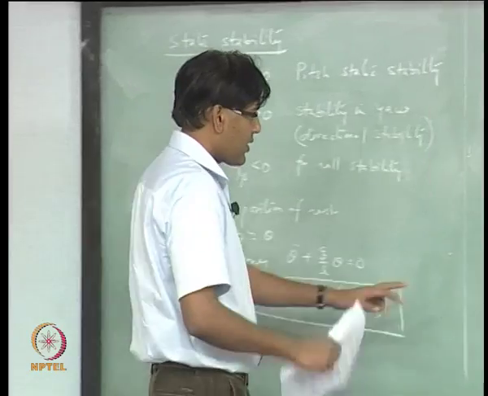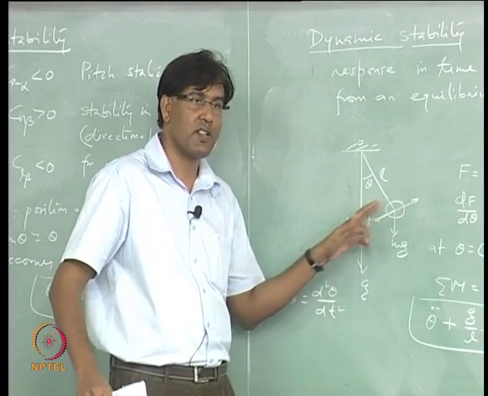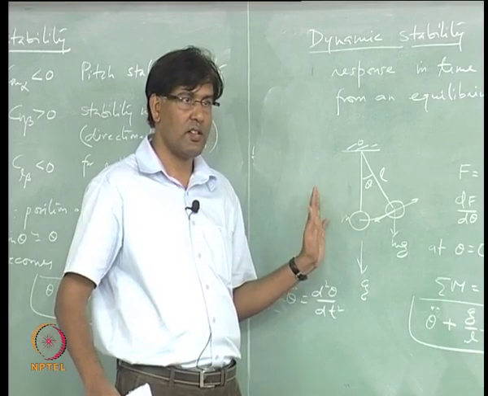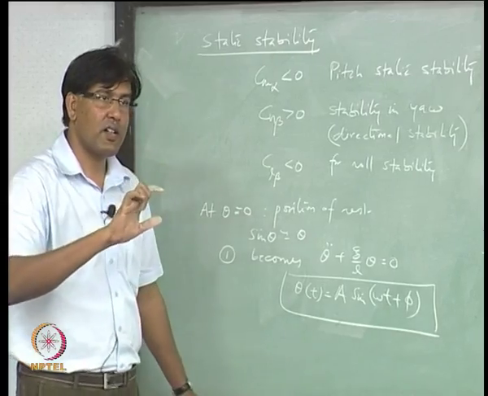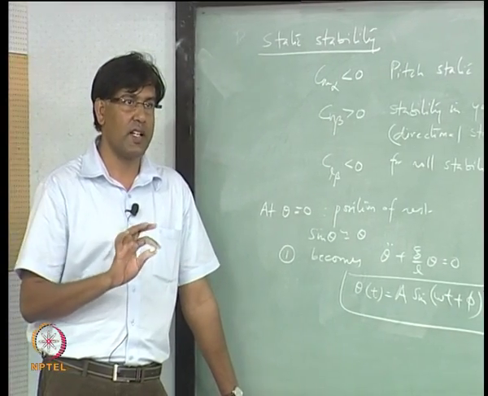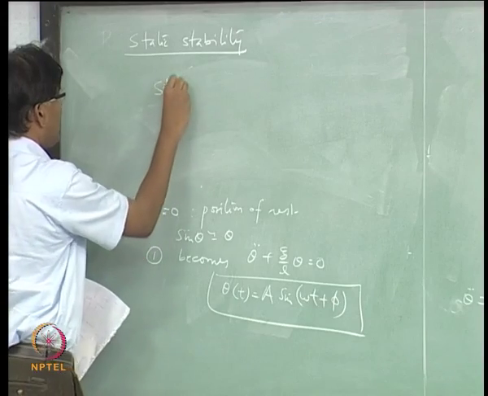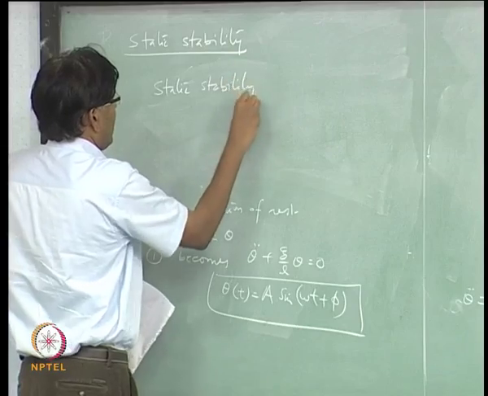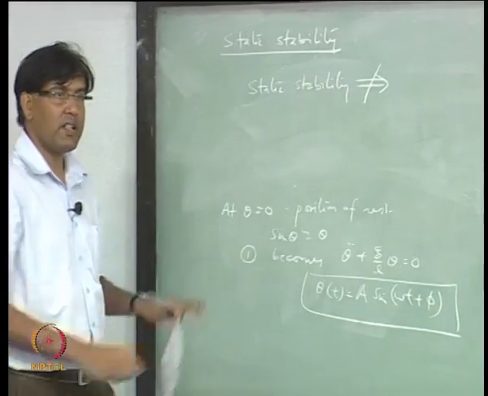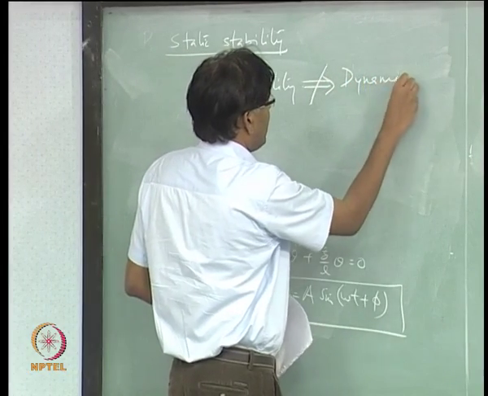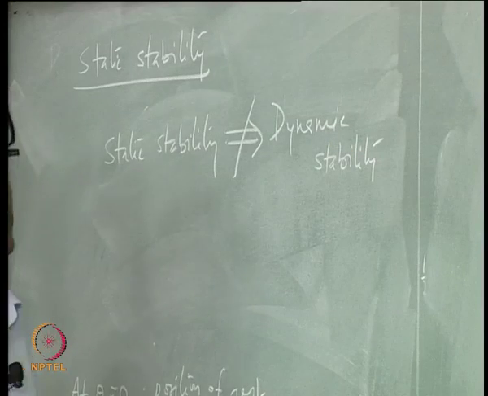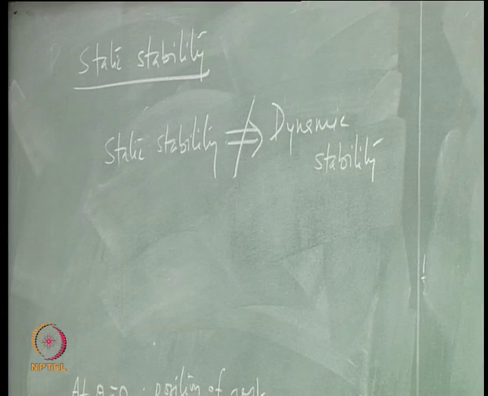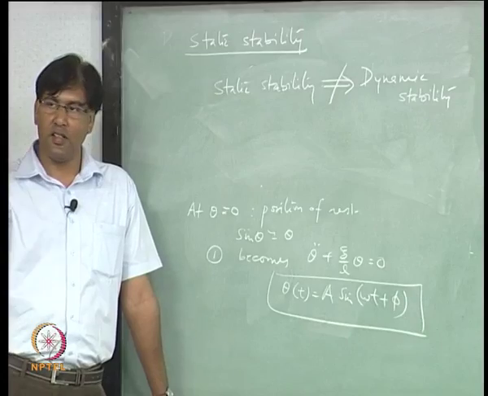Static stability, yes, because at least it's passing through this 0, right. So static stability does not really indicate the dynamic stability. Is that clear? Does not imply, right. If the system is dynamically stable, will it automatically imply static stability? Yes, right.